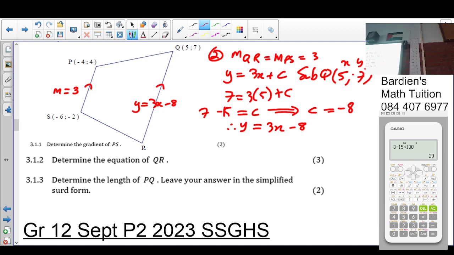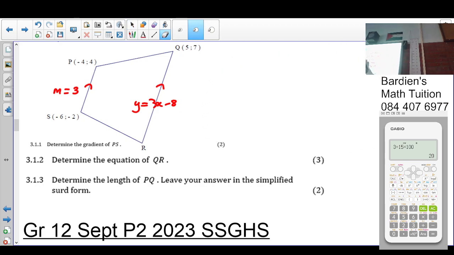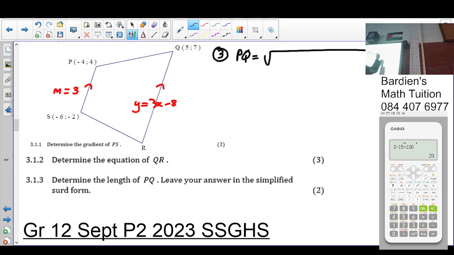Then in 3.1.3, determine the length of PQ. So to determine the length, distance formula. Leave your answer in simplified surd form. So for PQ it is going to be the distance formula. So it's going to be x2 minus x1 squared plus y2 minus y1 squared.